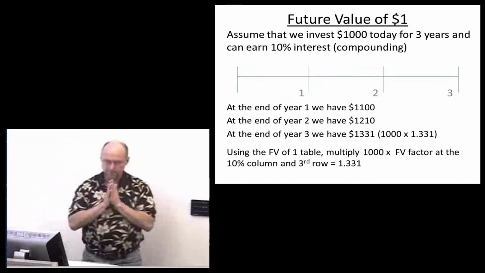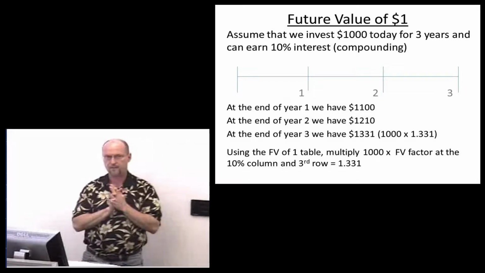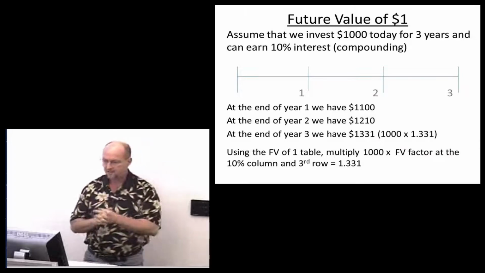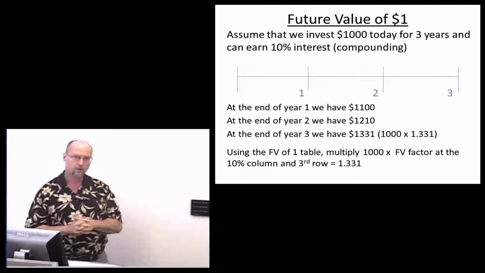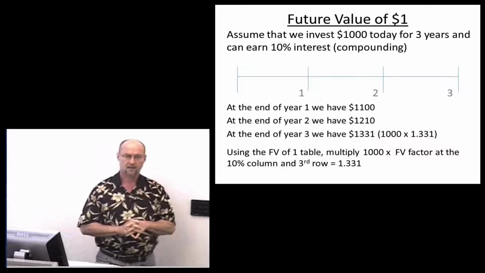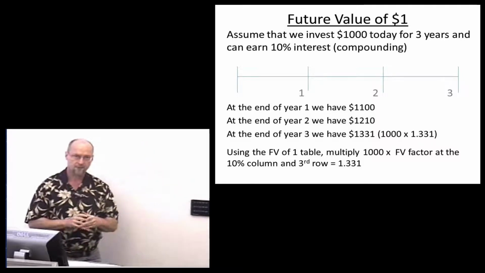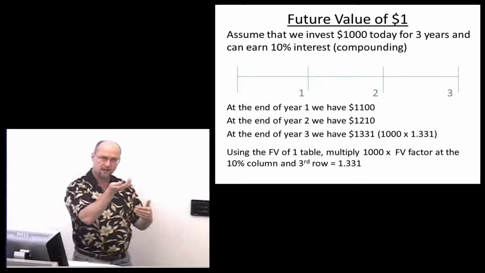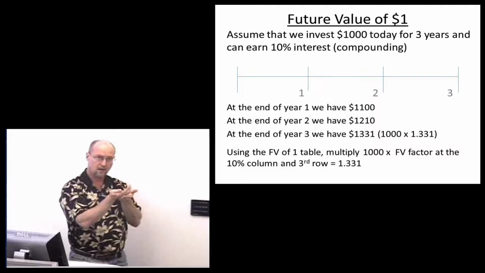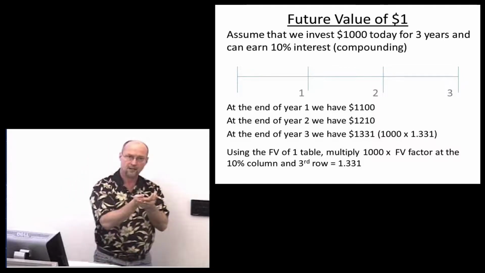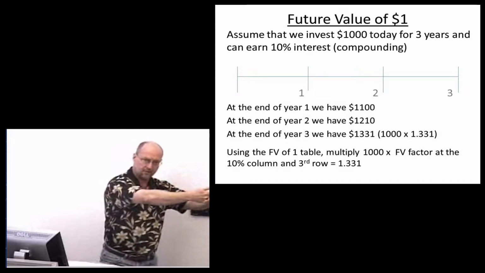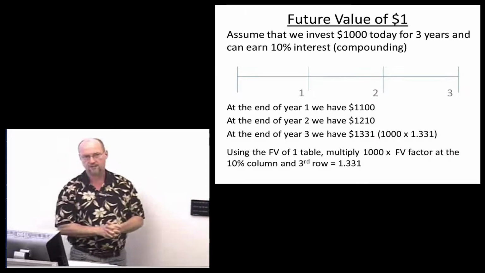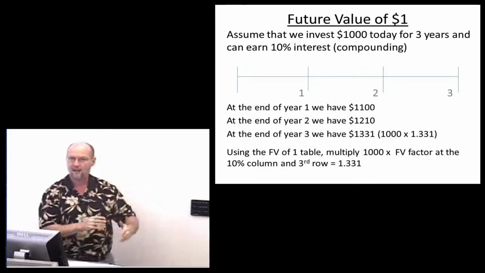Okay? Now, let me just briefly mention, interest can either be simple interest or compound interest. Simple interest, in this example, would mean each year we would earn $100 interest. Compound interest says in the first year we earn $100. In year 2, both the $1,000 investment plus the $100 of interest that we previously earned, that's $1,100, that full $1,100 will now earn interest. Okay? And that will give us $1,210 at the end of year 2. Okay? That's compounding.